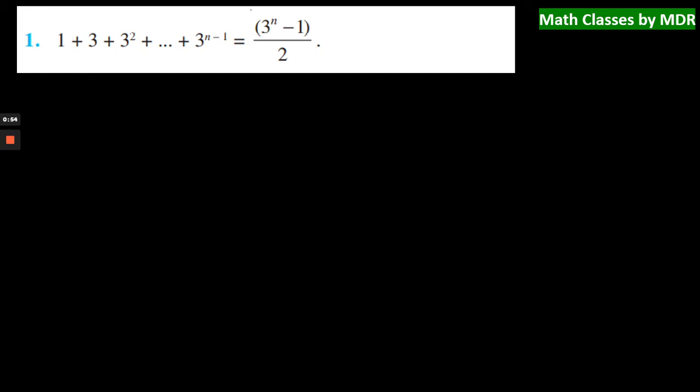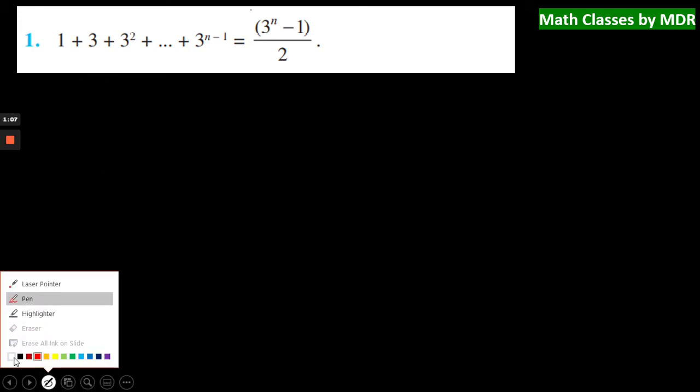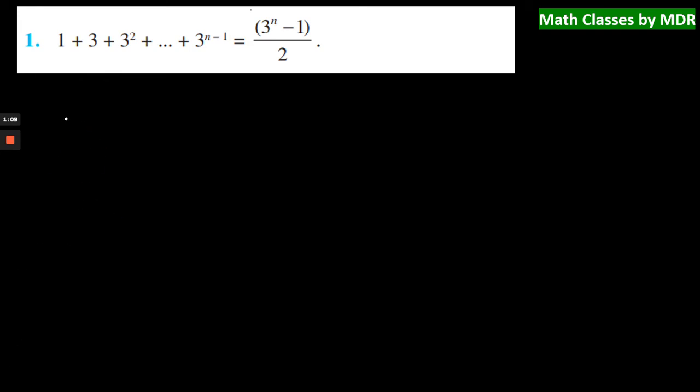So 1 plus 3 square plus 3 to the power 4 and so on, 3 to the power n minus 1 is equal to 3 to the power n minus 1 by 2. So now we have to start with step 1. To prove this, step 1 is, first we assume that the given statement is p of 1. Let p of 1 be the statement. So you have to write let p of 1 be the statement.